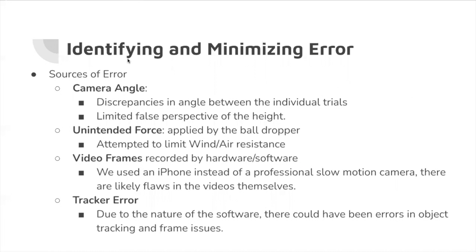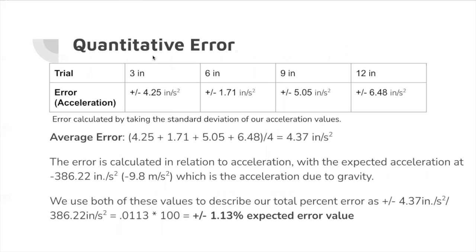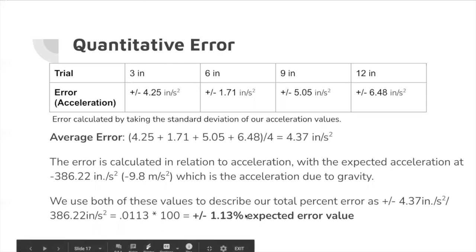Okay, so identifying and minimizing error. Our possible sources of error were camera angle, unintended force, video frames, and tracker error. And we attempted to minimize each of these varying sources of error through a variety of different methods. Quantitative error: we determined our average error from adding together all of the errors for each of the 4 drops, and then just determining the average of that, and we determined our total percent error as 1.13.